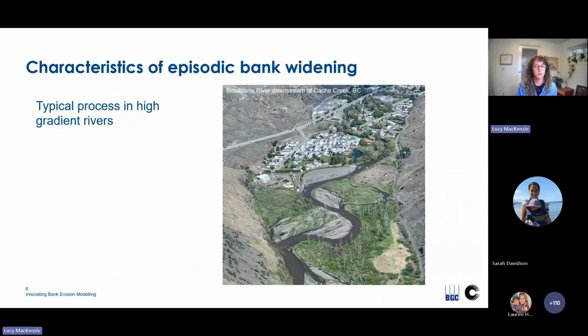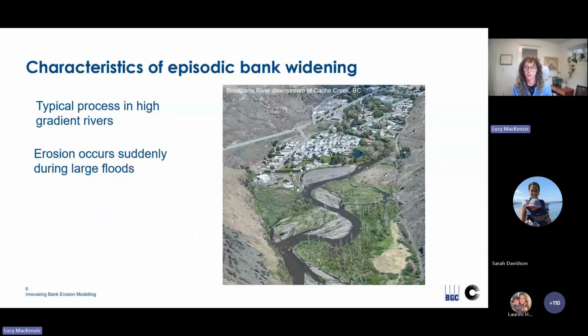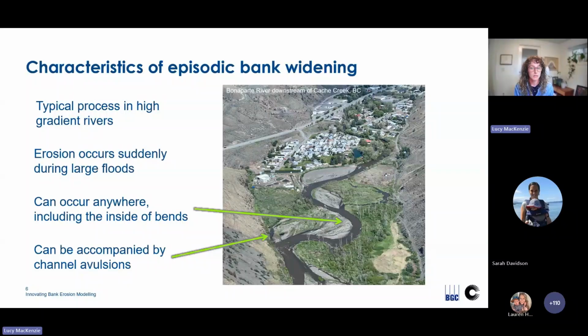Episodic bank widening is most typical in higher gradient rivers, such as those with slopes around 2% or higher. In these systems, while some erosion may occur during smaller floods, the majority of the bank erosion actually happens during large flood events. Unlike their lower gradient counterparts, erosion in these high gradient channels can occur anywhere along the channel, including on the inside of bends. Significant bank erosion in these systems is also often accompanied by channel avulsions, which is where a brand new channel is created, such as the one shown here on the inside of the large meander bend.